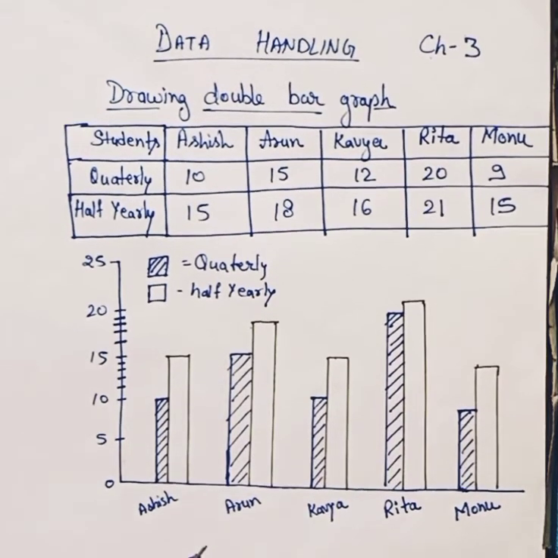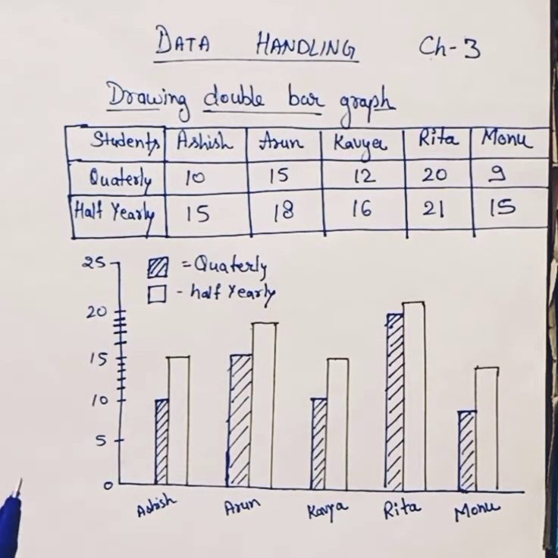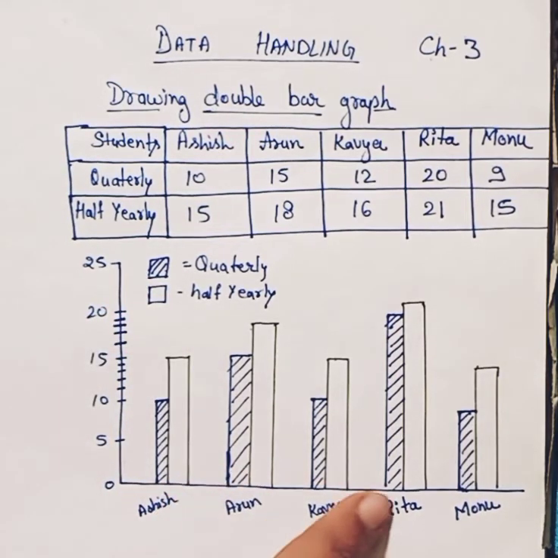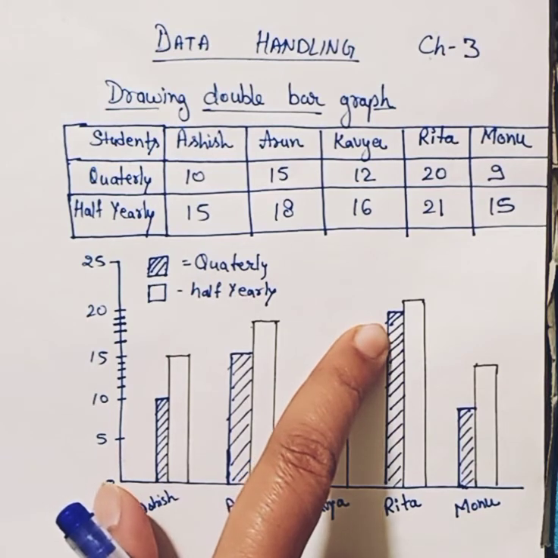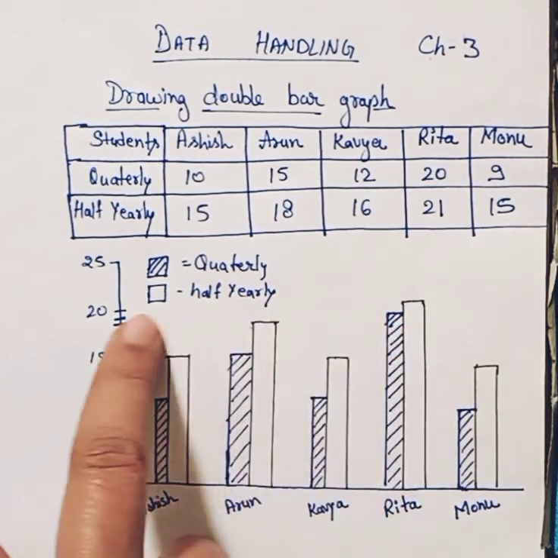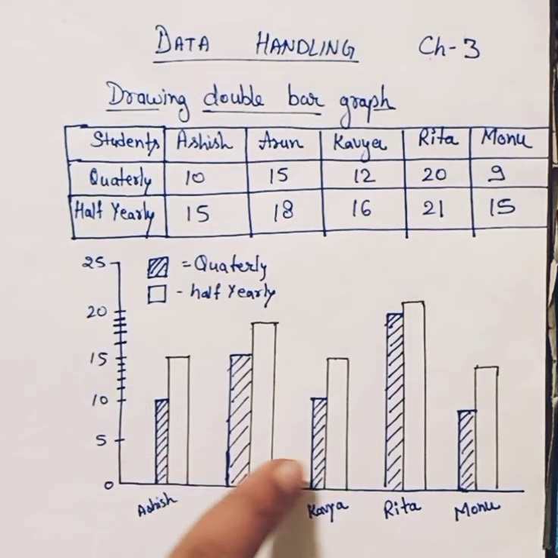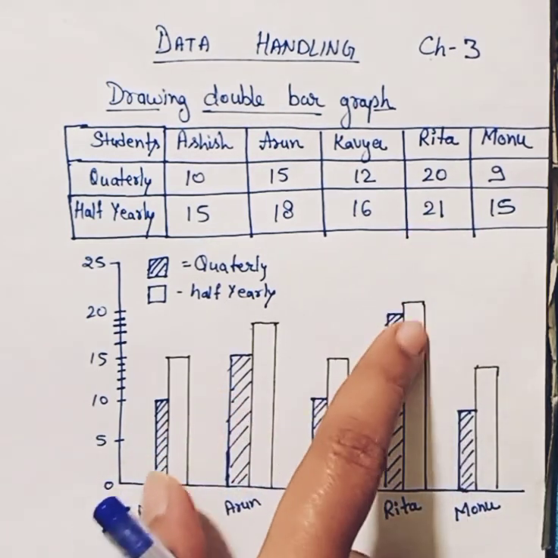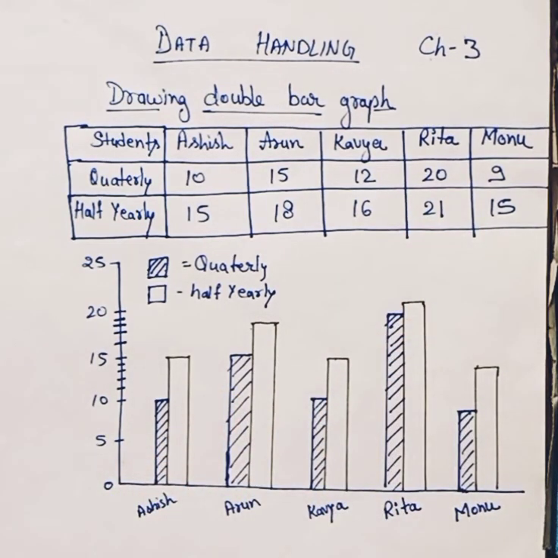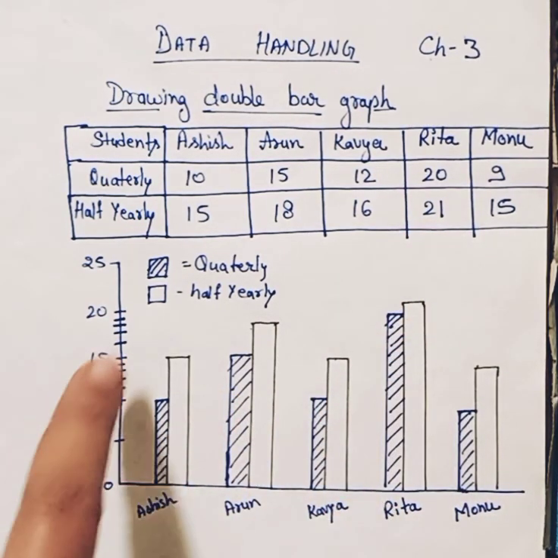Like if I ask which student got the highest marks in quarterly exams, by looking at this first pattern, the quarterly exams have the highest peak for Rita. That is, Rita got the highest marks in quarterly exams, which is 20. And similarly for half yearly exams, 21 is the highest marks. So you can simply say that Rita is the class topper in both the exams.